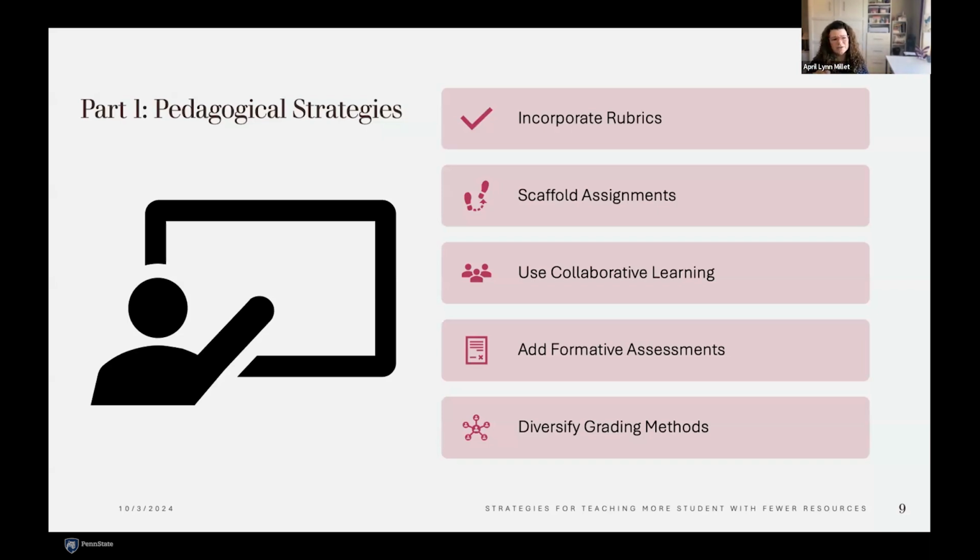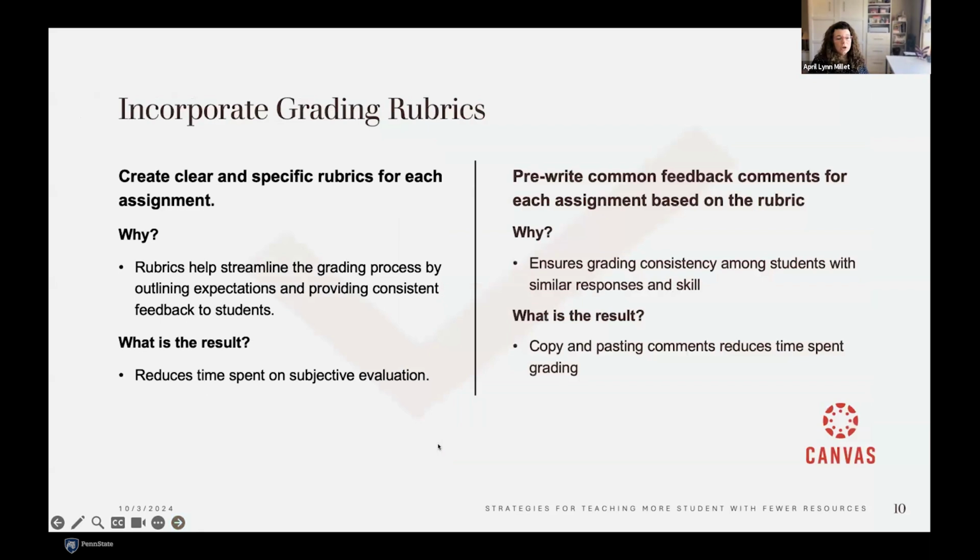And after I talk about each one, if you have any questions, post it in the chat, and Megan can make sure that we are handling all of those questions. Okay, so the first one, incorporating grading rubrics. Rubrics are one of my favorite things. I try to talk about them all the time.